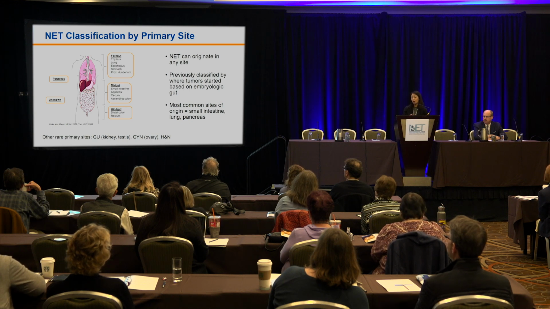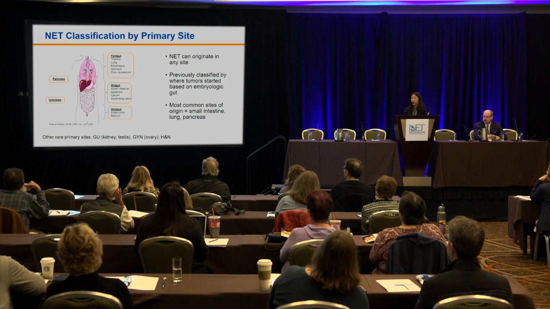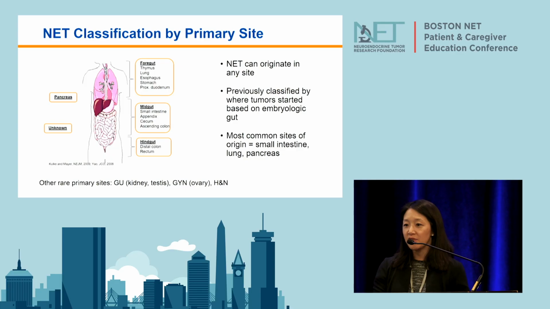of neuroendocrine tumors. And they really can originate anywhere in the body. The neuroendocrine system is present in all organ systems. So we do see neuroendocrine tumors originating in multiple organs, most commonly in the small intestine, in the lung, and in the pancreas. Classically, neuroendocrine tumors were classified based on where they started in relation to the embryologic gut.